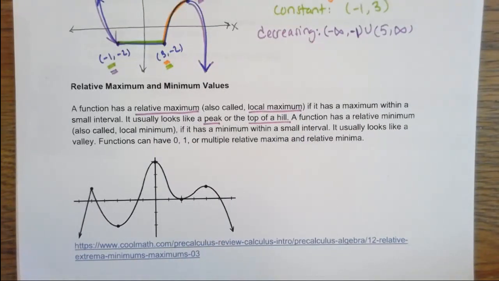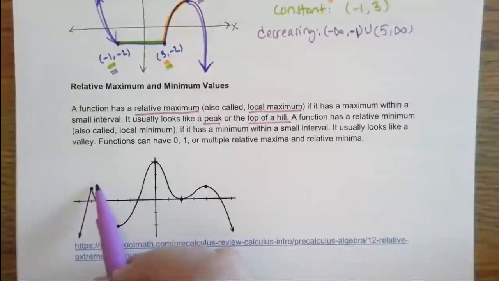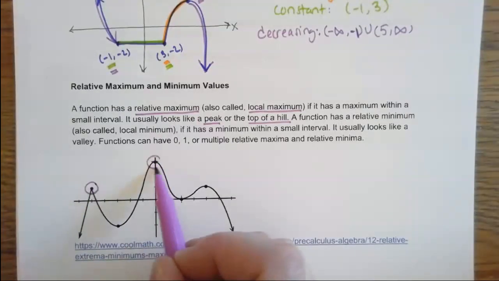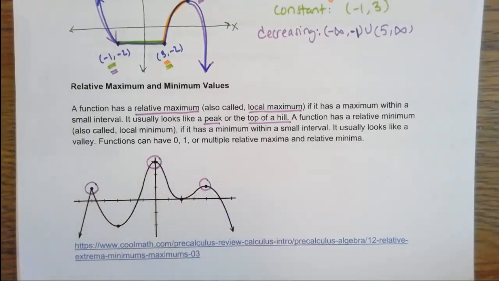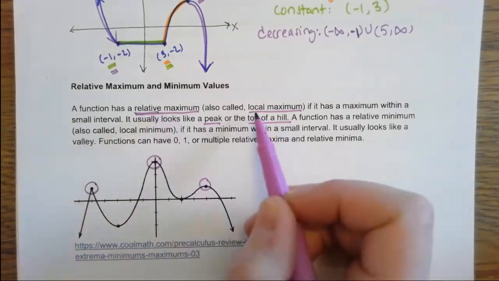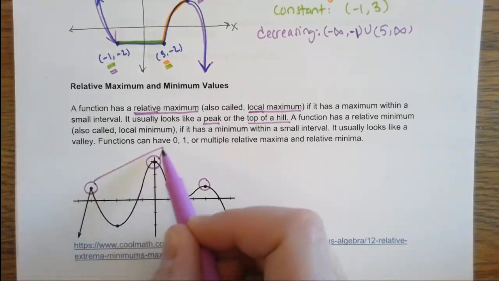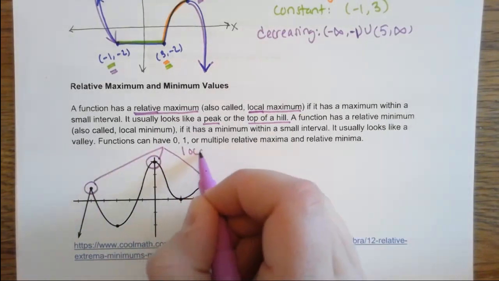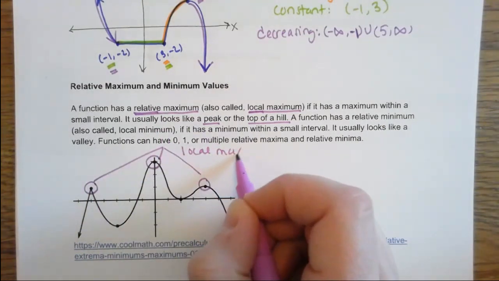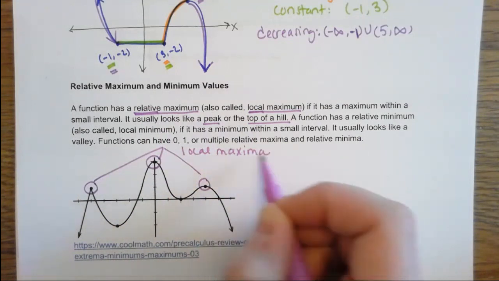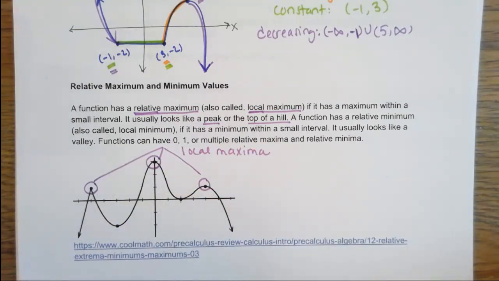This one actually has 3 relative maxima. Right here, there's a little peak right here and right here. A relative maximum or a local maximum is a maximum just in a small area. It doesn't have to be on the entire graph. So we do have 1, 2, 3 local or relative maxima. The A at the end is just the plural form of maximum.